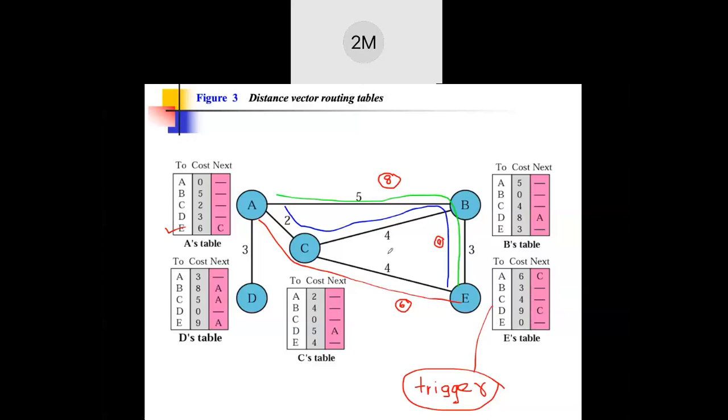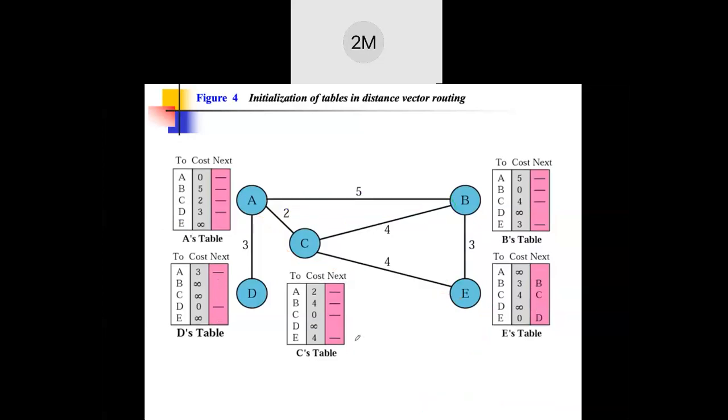Up to this point, clear? Because already we have discussed this, we are just refreshing. Okay. Now, the initial stage is this. A has decided B at distance 5, C at distance 2, D at distance 3, because all these are directly connected. But E is not visible. That's why infinity is there.